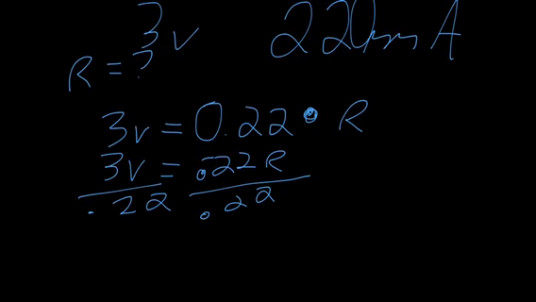And then let me put that into my calculator. 3 divided by 0.22, and you get a resistance of 13.63. Now, this isn't exactly perfect because this is a battery, and it's an alkaline battery, so it doesn't really work that way. But it's just a good example, and just a good way to practice.